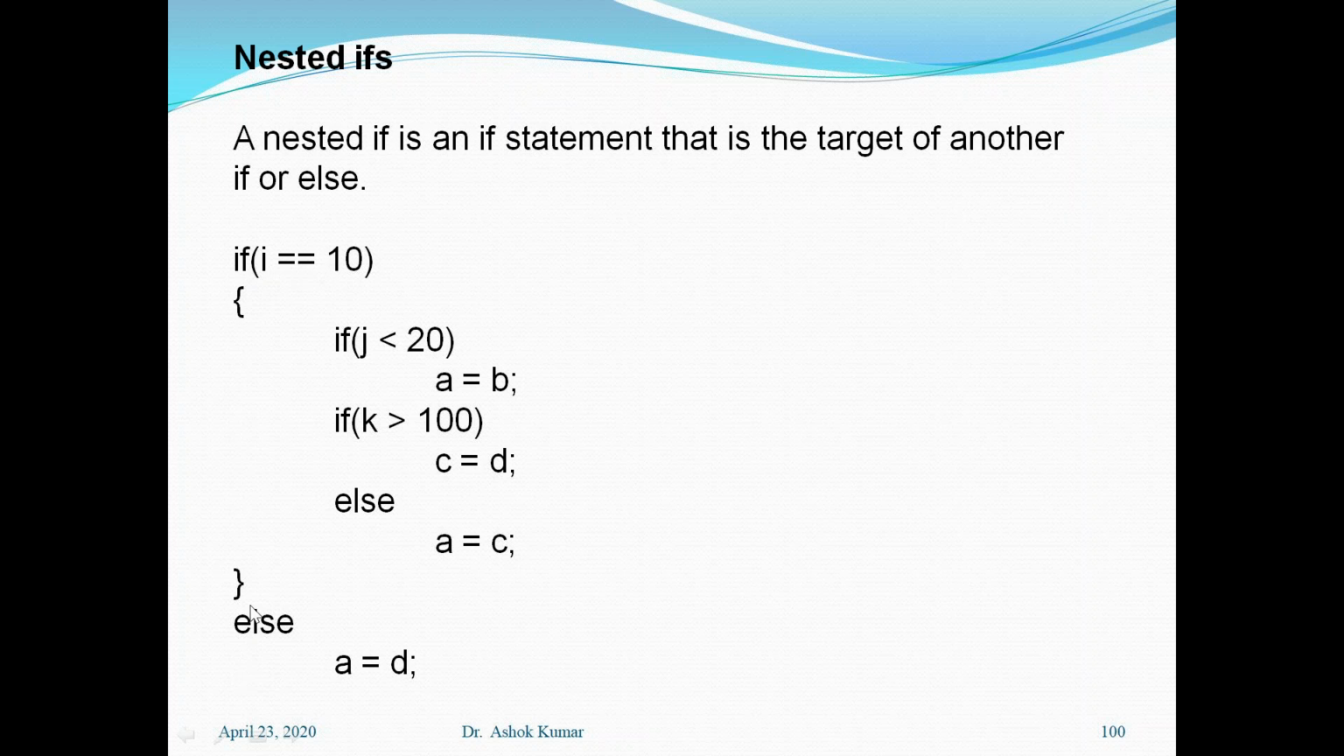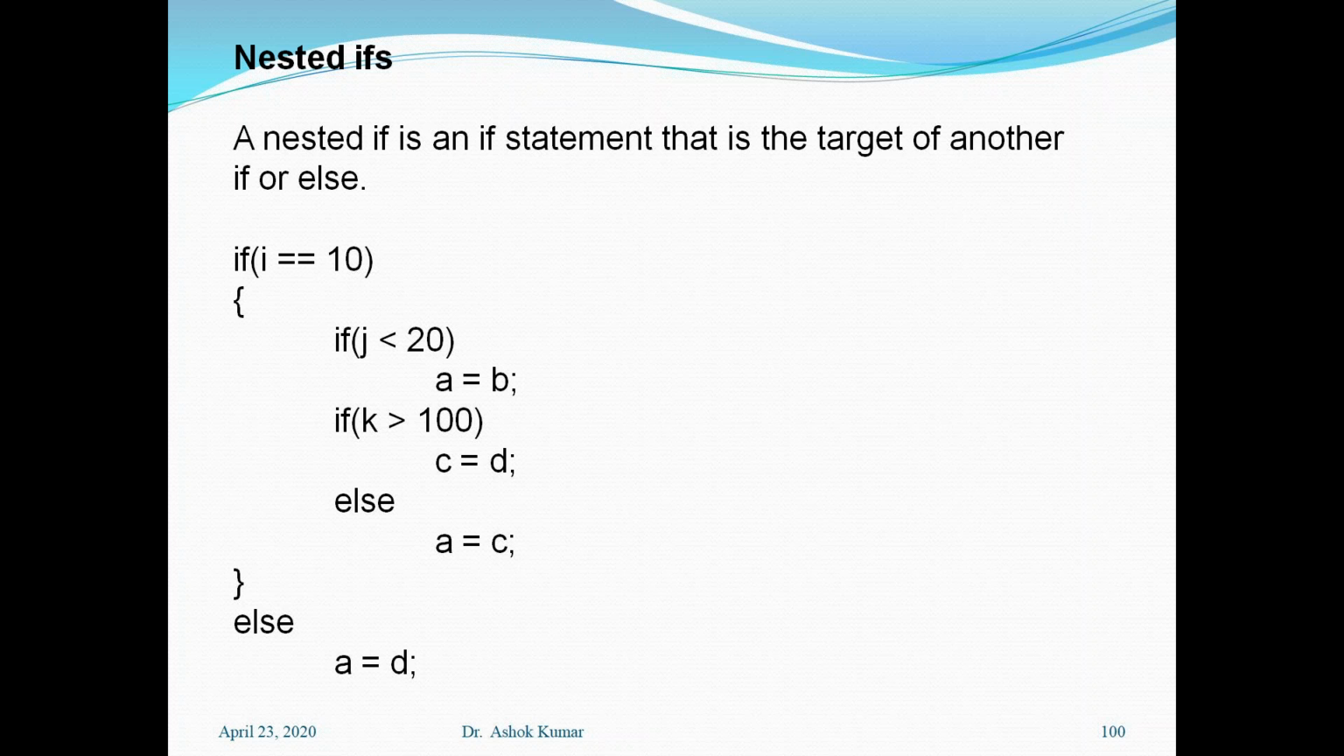So this is an outer if statement. In the outer if statement, I have a nested if statement over here. So this if statement is a part of the outer if statement. So this is a nested if structure. This is one if statement I am using, and this is another if else statement I am using. So the main aim of this nested if statement is to keep an if statement within another if statement.